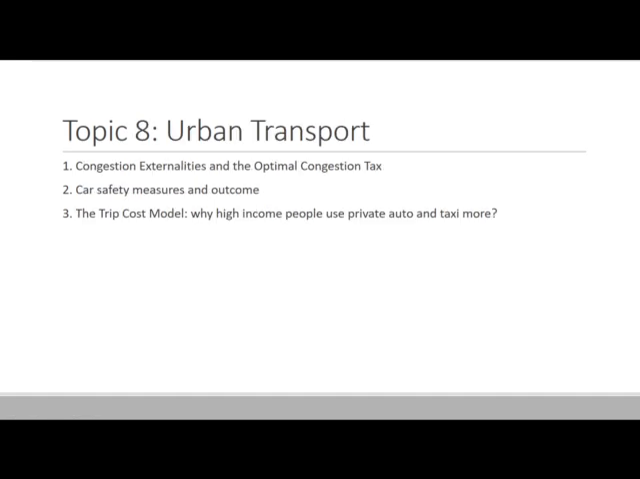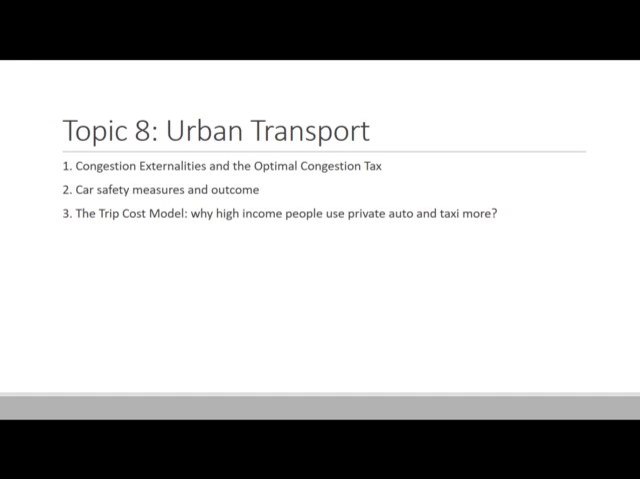And after that, we studied topic 8. Topic 8 is about urban transport. In this topic, we look at 3 key knowledge points. The first one is about the externality of transport, or externality of driving in general. And I think this first point is not too hard to follow.